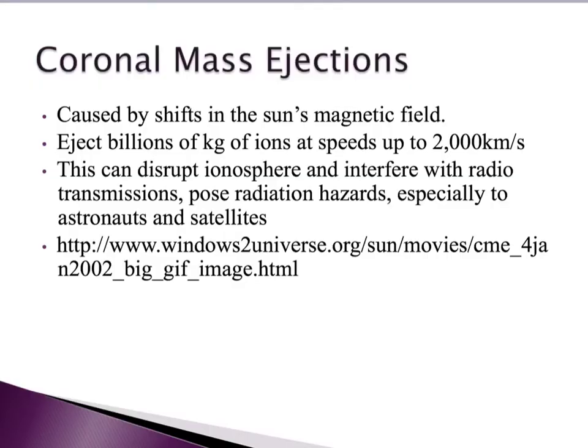The biggest of these eruptions are called coronal mass ejections. Sometimes you'll see this shortened to CMEs. These are caused by the shifts in the sun's magnetic field. Because the sun is made up of gas, its magnetic field can get twisted, much like a spring would get twisted. Well, sometimes these get twisted too tight, and when they release, the coronal mass ejections are released.